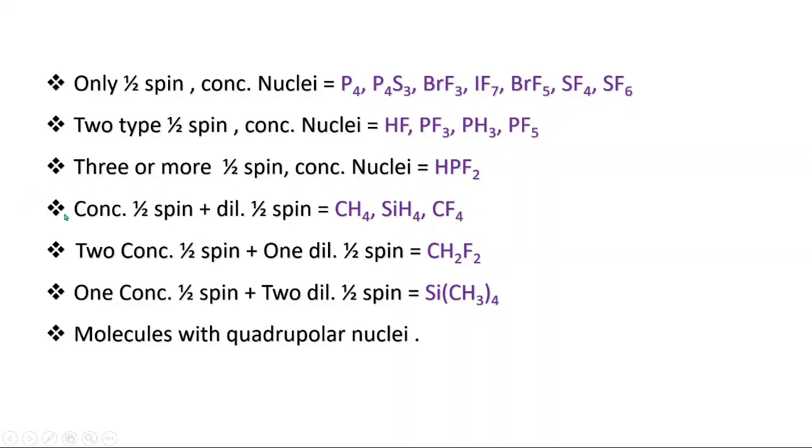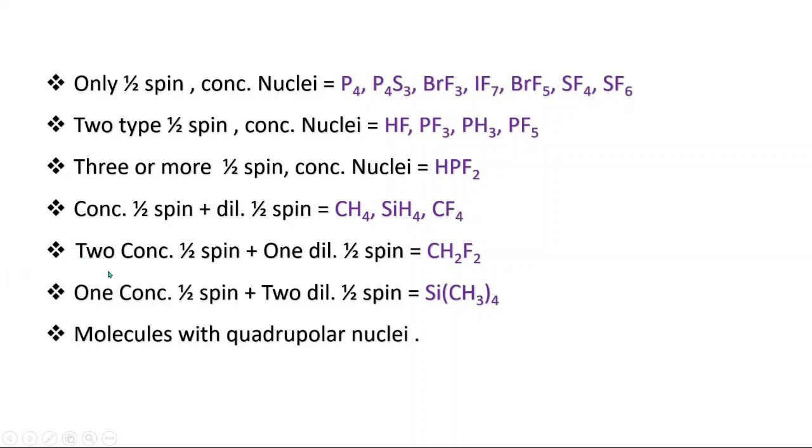Now we come to the fourth system, that is concentrated spin half and dilute spin half. Dilute means low abundance; the natural abundance of that nucleus will be less. For example, CH4: we know carbon-13 has low abundance, so this is dilute spin half and this is concentrated spin half. Similarly for this one, we have dilute, concentrated, dilute, concentrated.